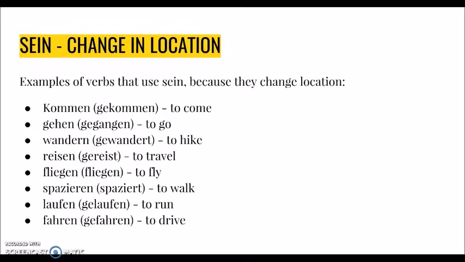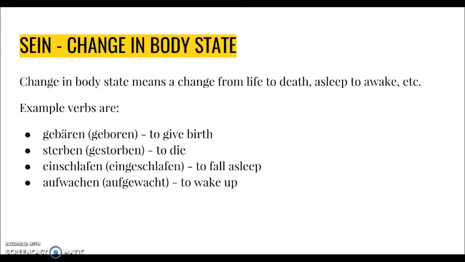Change in location. Examples. Because they change location, they have to use the word sein as the helping verb. Kommen, gehen, wandern, reisen, fliegen, spazieren, laufen, fahren. There are more, but these are just a few examples.